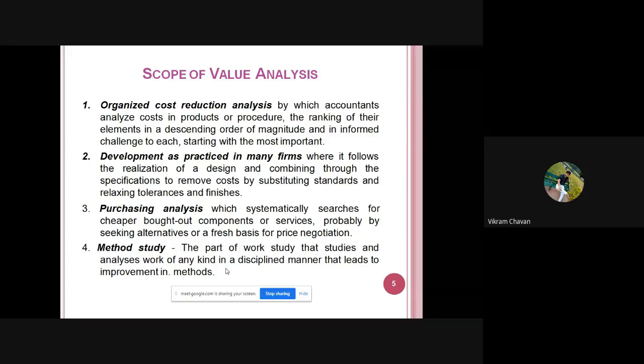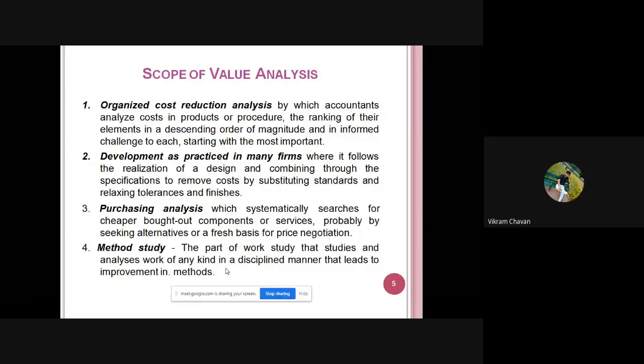Then method study. Yesterday only we discussed what is meant by method study. It segregates the manufacturing or production process into small tasks, so that we come to know how much time is required for each particular process, and how many different entities, like machines and human beings, are involved in that process.